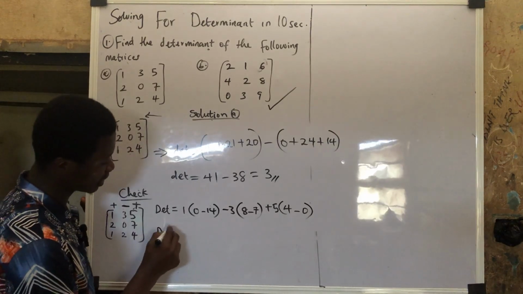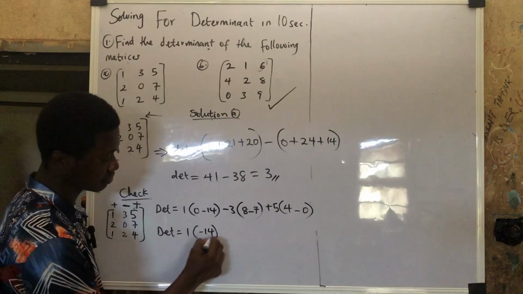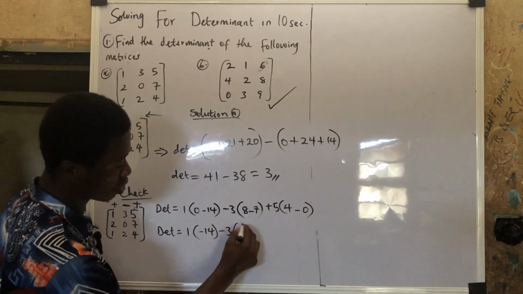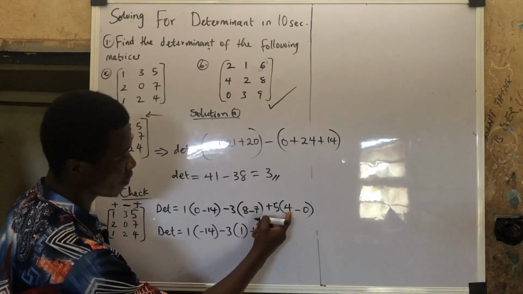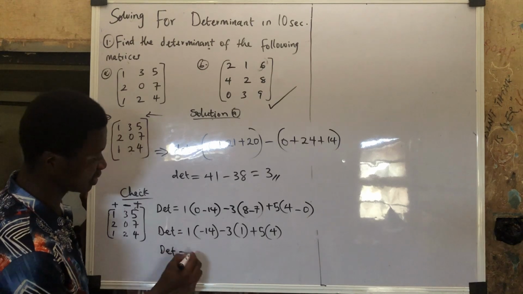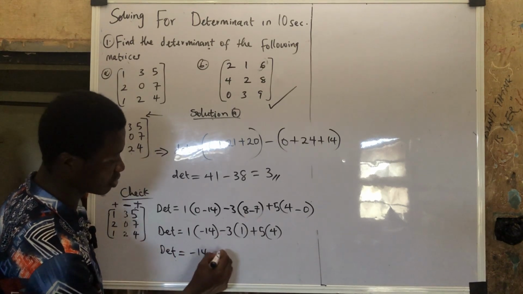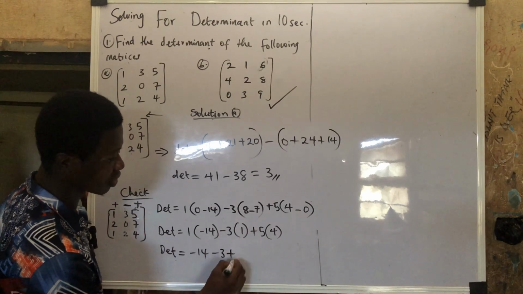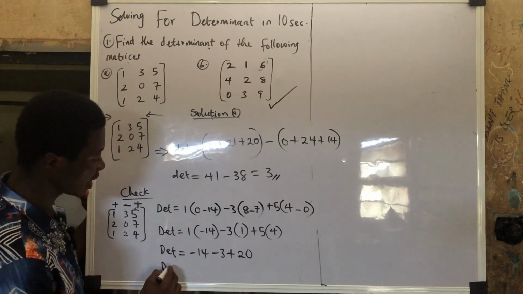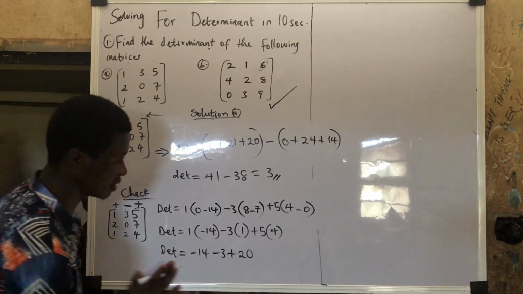So now our determinant is equal to 1 into 0 minus 14, minus 14. Right? Now, minus 3 into 8 minus 7, 1. Plus 5, 4 minus 0, 4. Right? So the determinant in this case, 1 times minus 14 is minus 14. Minus 3 times 1 is still minus 3. Then plus 5 times 4 is 20.